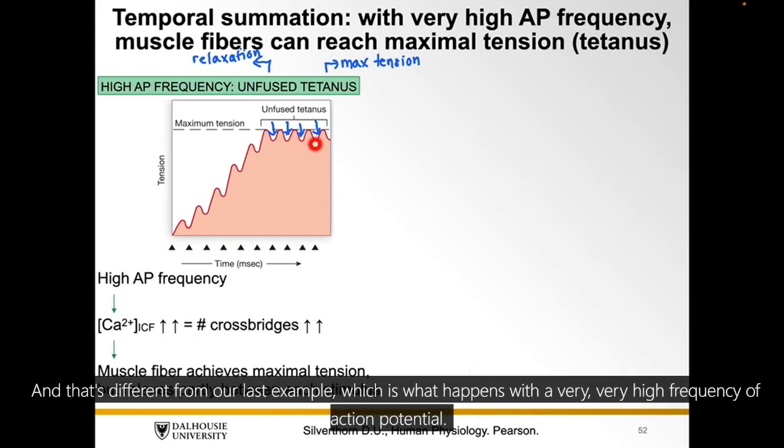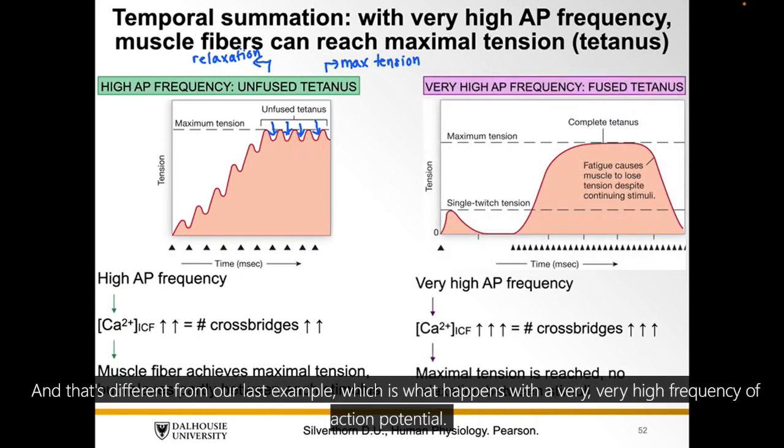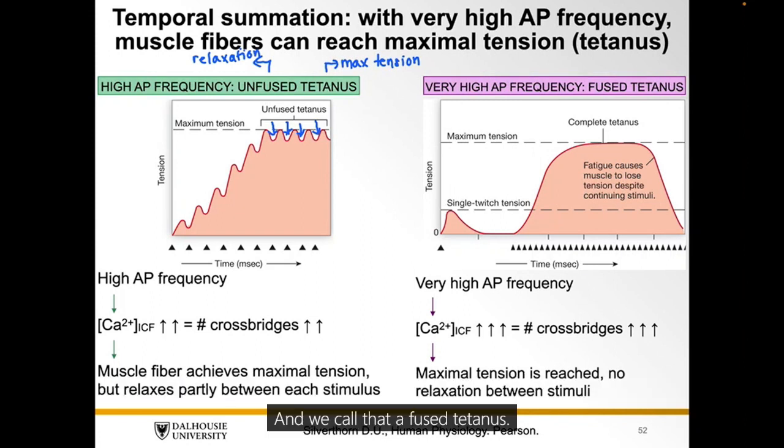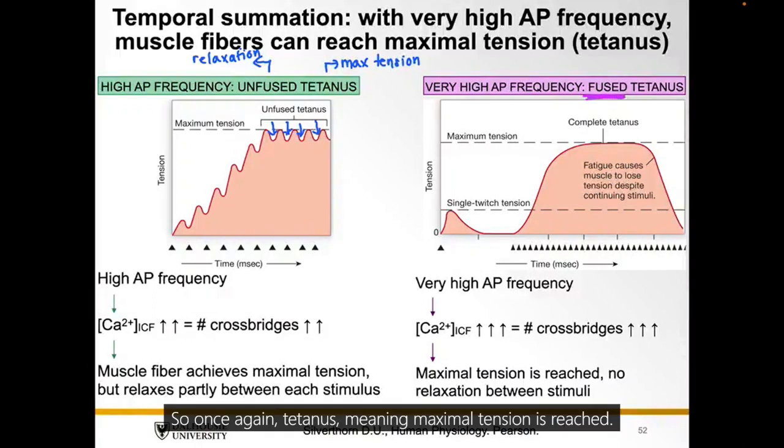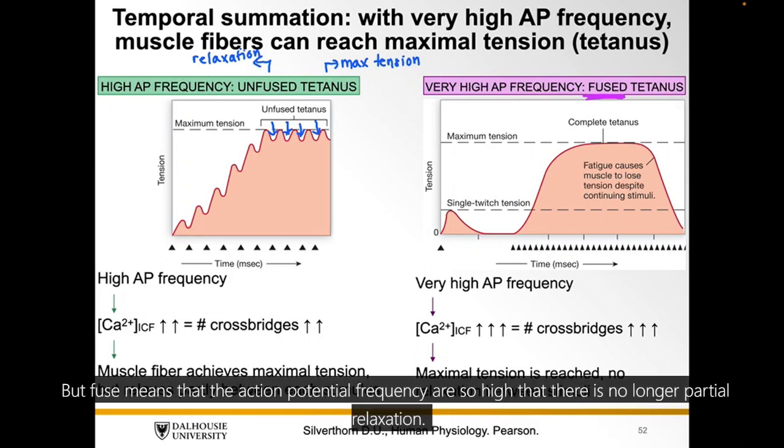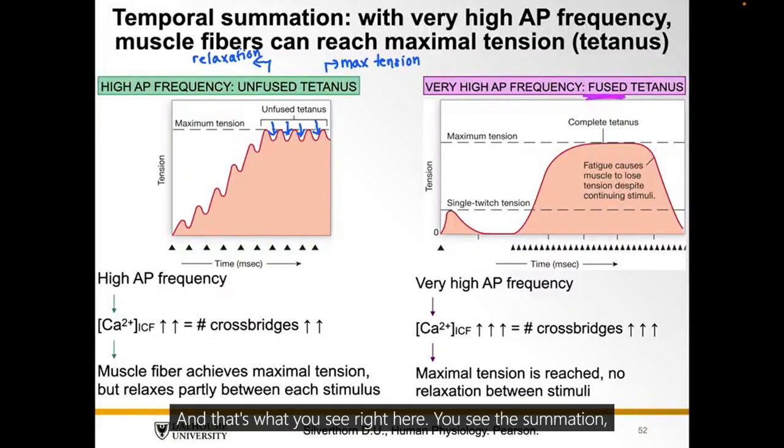And that's different from our last example, which is what happens with a very, very high frequency of action potential. And we call that a fused tetanus. So once again, tetanus meaning maximal tension is reached, but fused means that the action potential frequency is so high that there is no longer partial relaxation. And that's what you see right here.